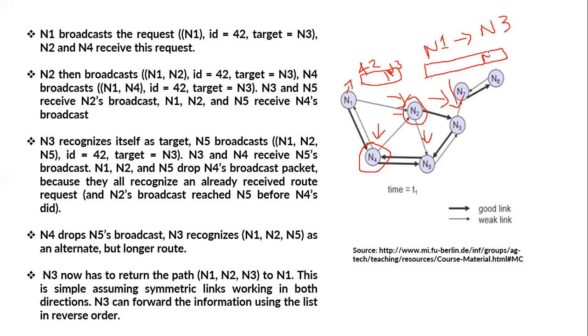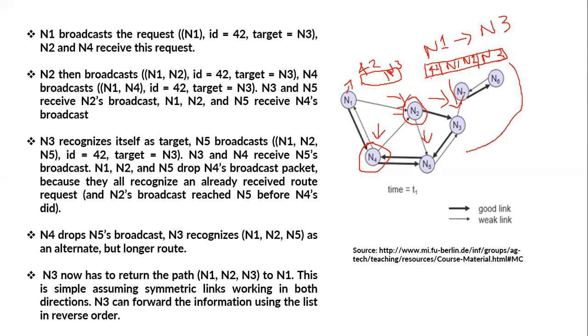The destination is N3, and the path traversed is N1 and N2. So it is supposed to reach N3, and so far the path traversed is N1 and N2, and the packet number is 42. Okay. So this is how the packet will look like.